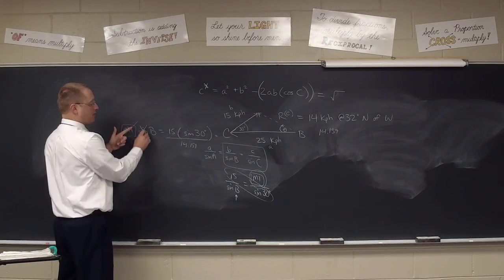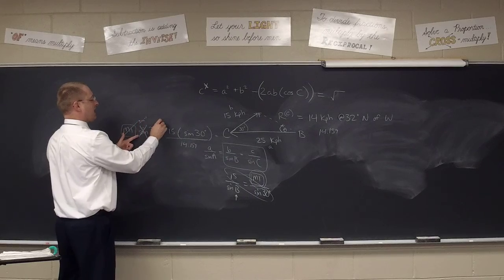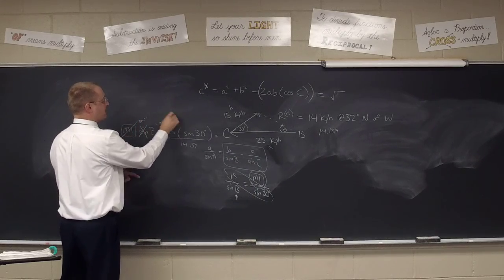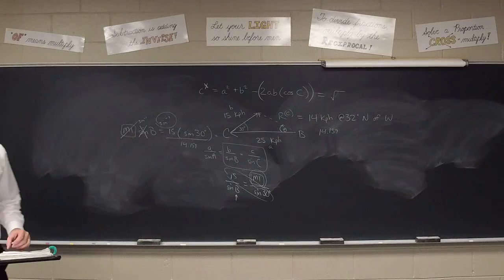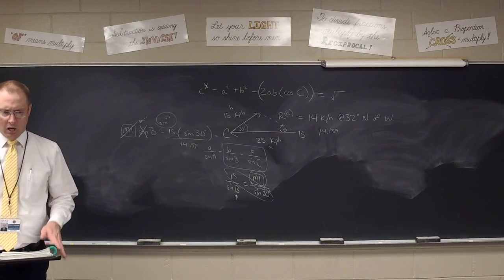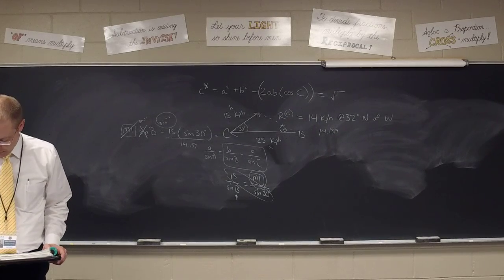But since I don't want the sine, we're going to take the arc sine of both sides. So that's the last thing you'll do, a second function sine. And there will be your angle of about 32 degrees, 31.9 something degrees. All right? On your paper, go and jot down this information.